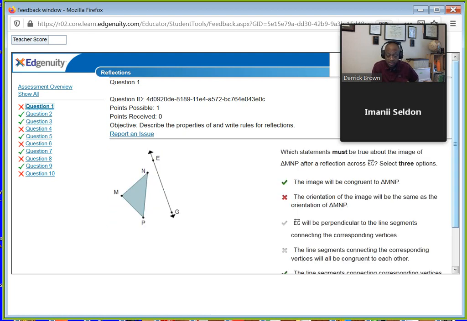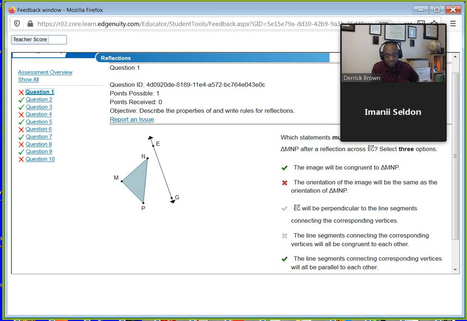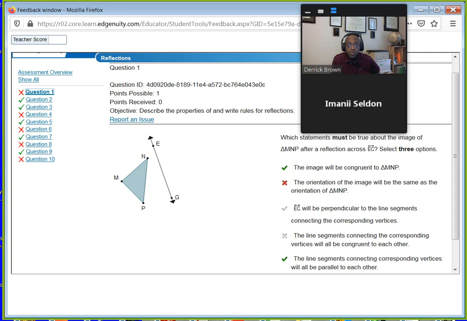Oh, God. Okay. How about we don't look at A? That's another one of those where you got to pick the 3 right answers. I hate these. No, we can look at it though. Let's look at it. All right, let me move the you over here. Second one. All right. Which statements must be true about the image after a reflection?